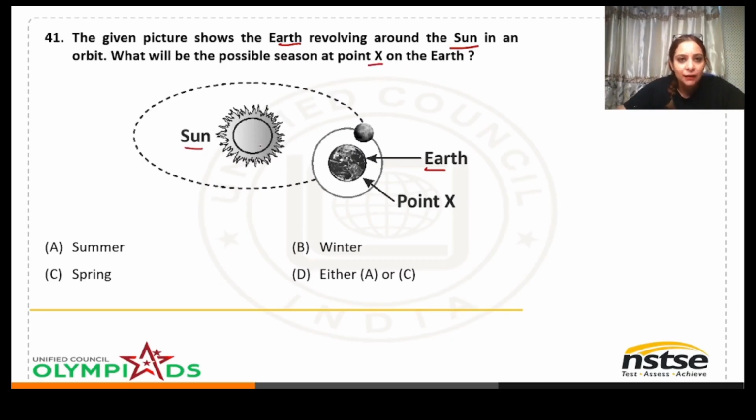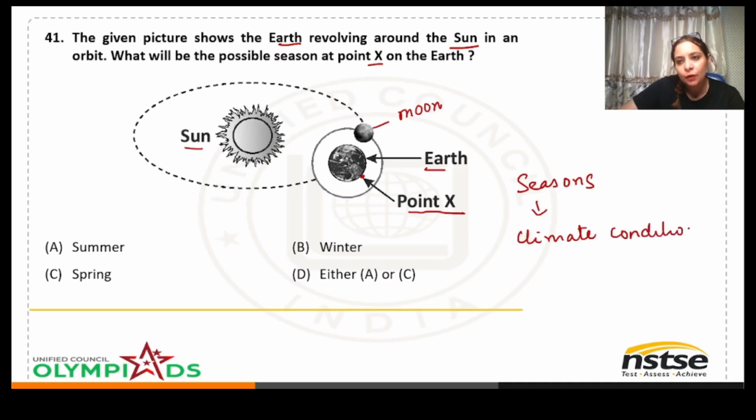Now you can see here that this is the sun, and here is earth orbiting around the sun, and around it the moon is orbiting. So we need to find the possible season shown at point X, at this point. Now let me tell you, if I talk about seasons, season basically means the climatic conditions of a particular place.